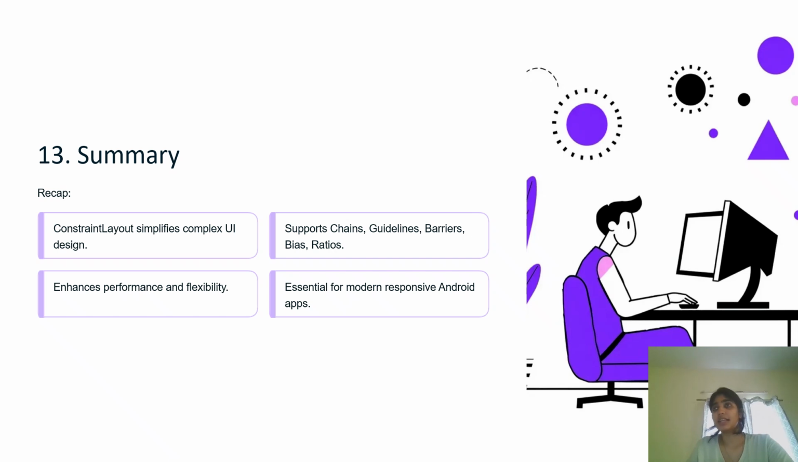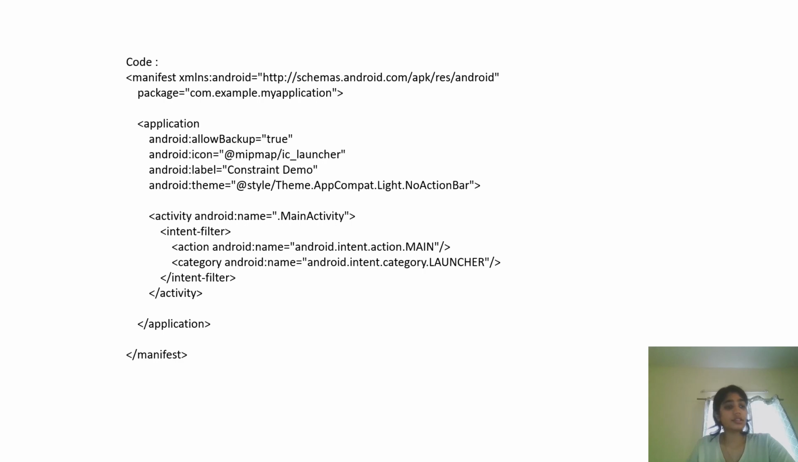So the chains arrange the views horizontally or vertically, which is meant by row or column with equal spacing. And a guideline is an invisible line, as you know, that also arranges the views. And we discussed ratios before, and it enhances the performance and flexibility, essential for modern responsive Android apps. So this is the code we are going to see.